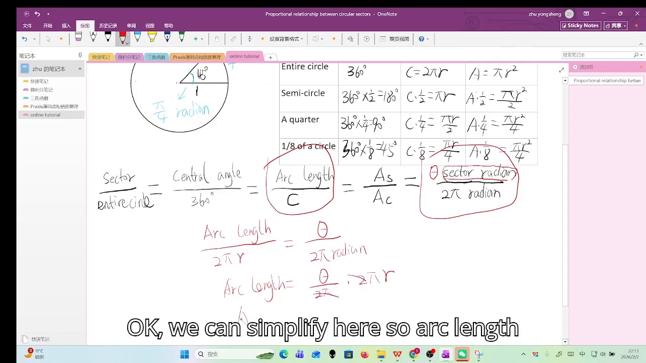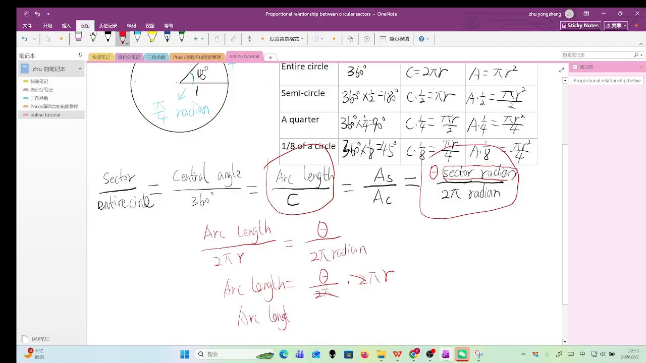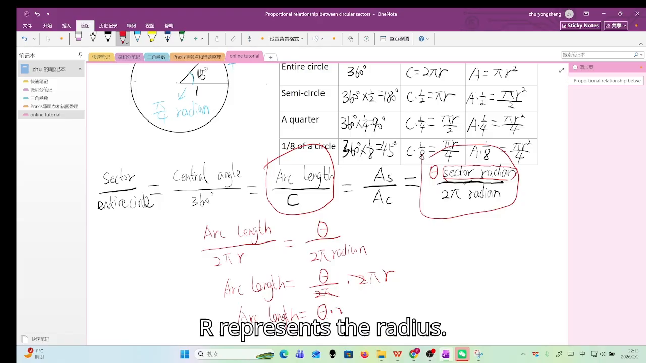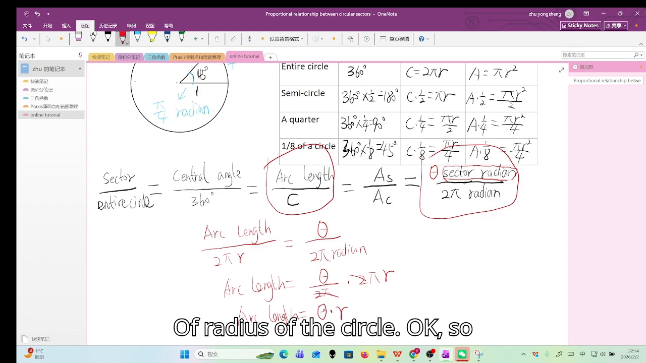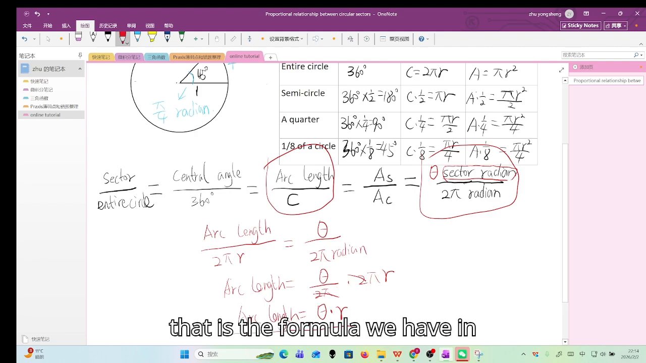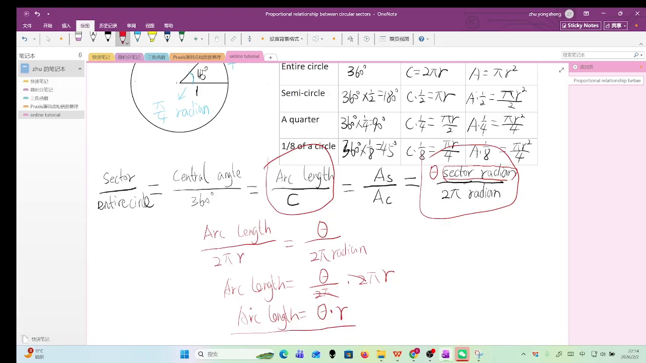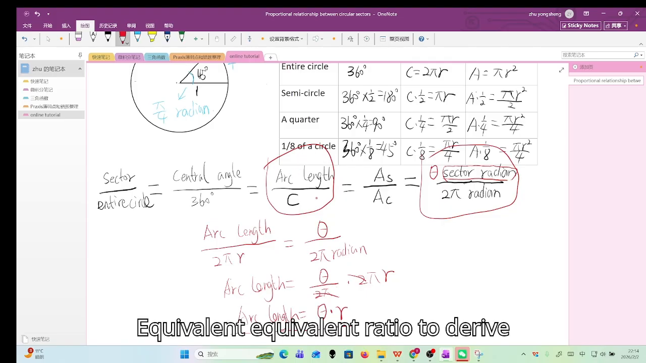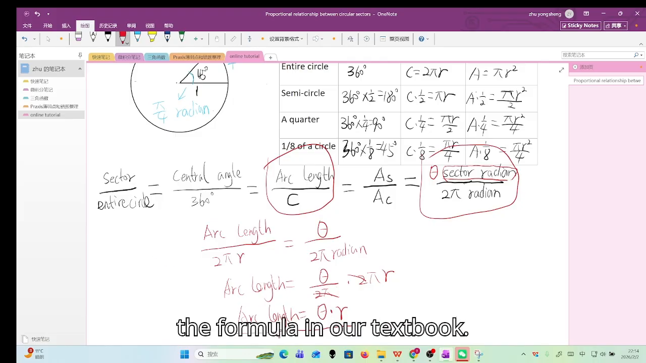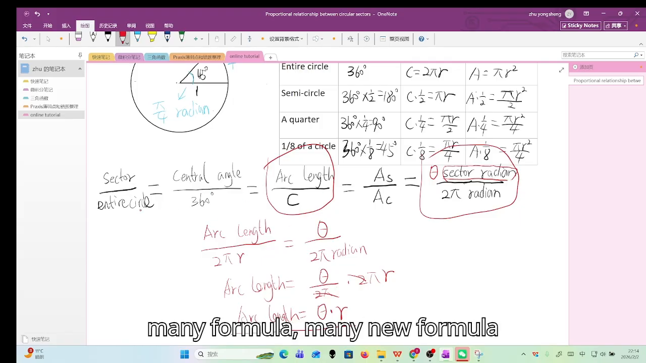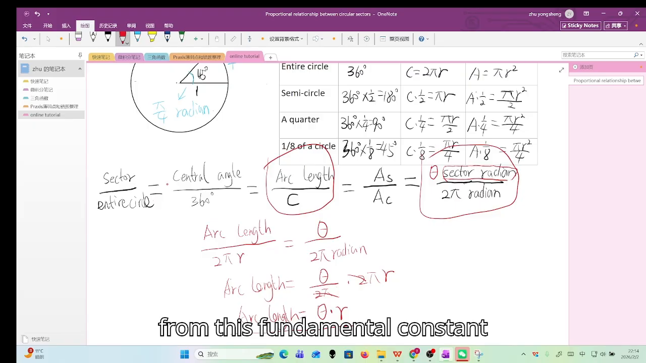So arc length, you can see here, equals theta times radius, where r represents the radius of the circle. Okay, so that is the formula we have in the textbook, right? So I use this equivalent ratio to derive the formula in our textbook. Actually, we can derive many new formulas from this fundamental constant proportionality.